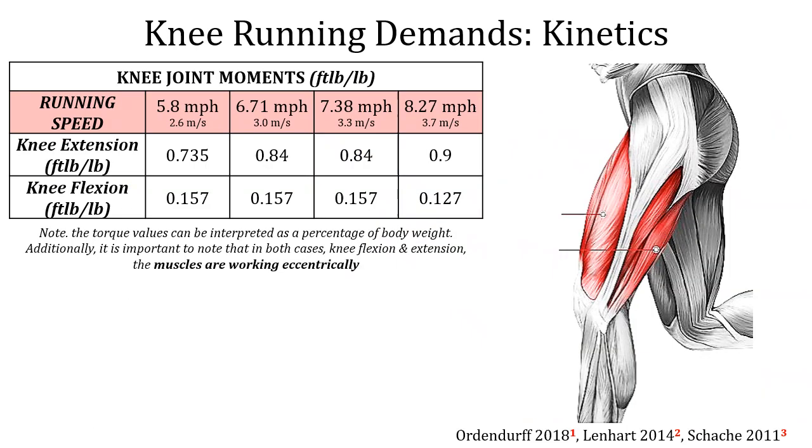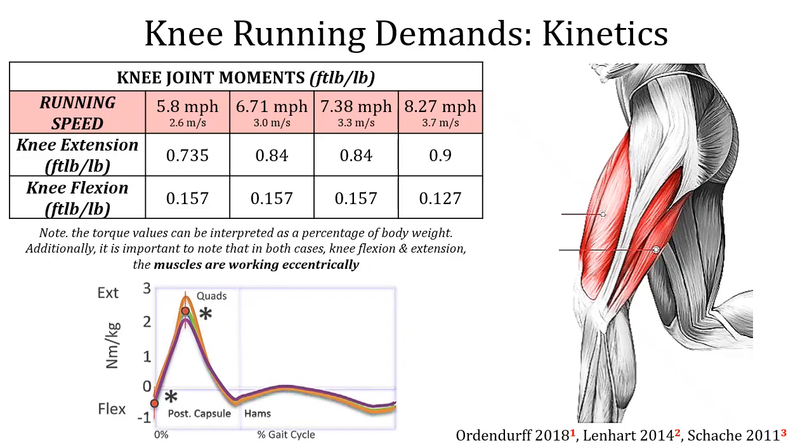So the running demands for the kinetics at the knee joint, specifically the quadriceps and the hamstrings, respectively, are shown here. When you look at the Newton meters per kilogram, normalized to body weight, for knee flexion and extension moments, you can see that for knee extension, depending on the running speed, you would need anywhere between 73.5% of body weight up to 90% of body weight the faster that you run. And then knee flexion would be just a fraction of that, again speaking to the different roles that the muscles play during the task of running.